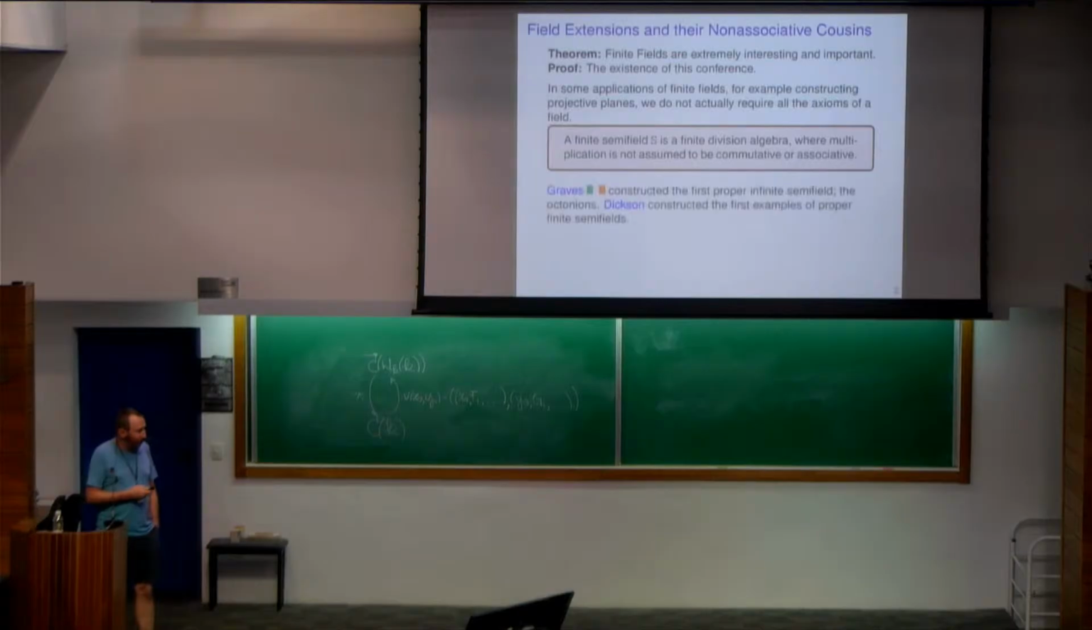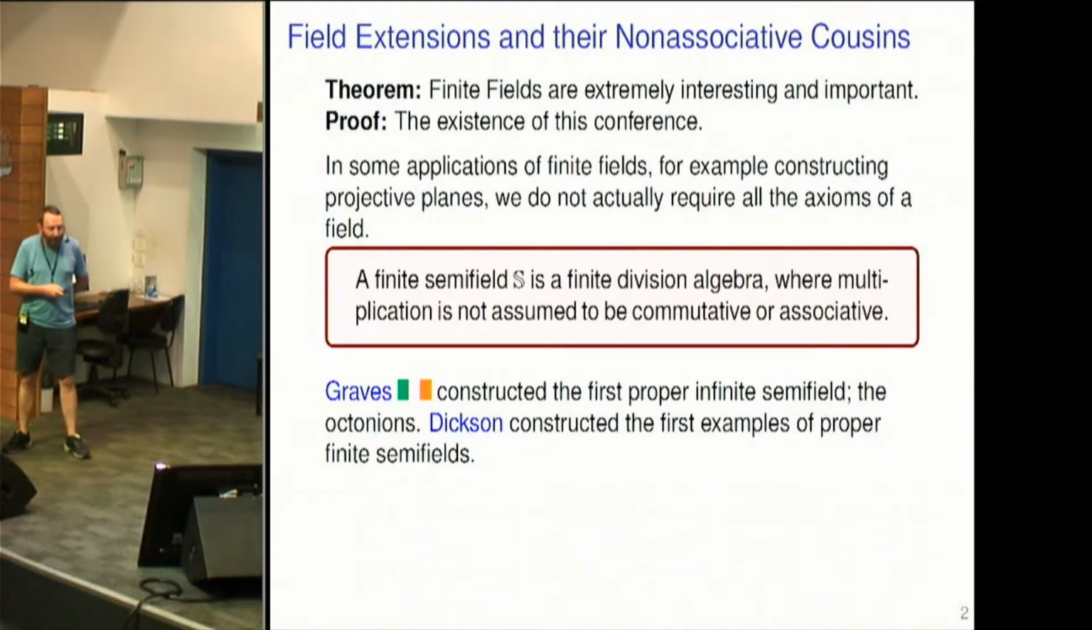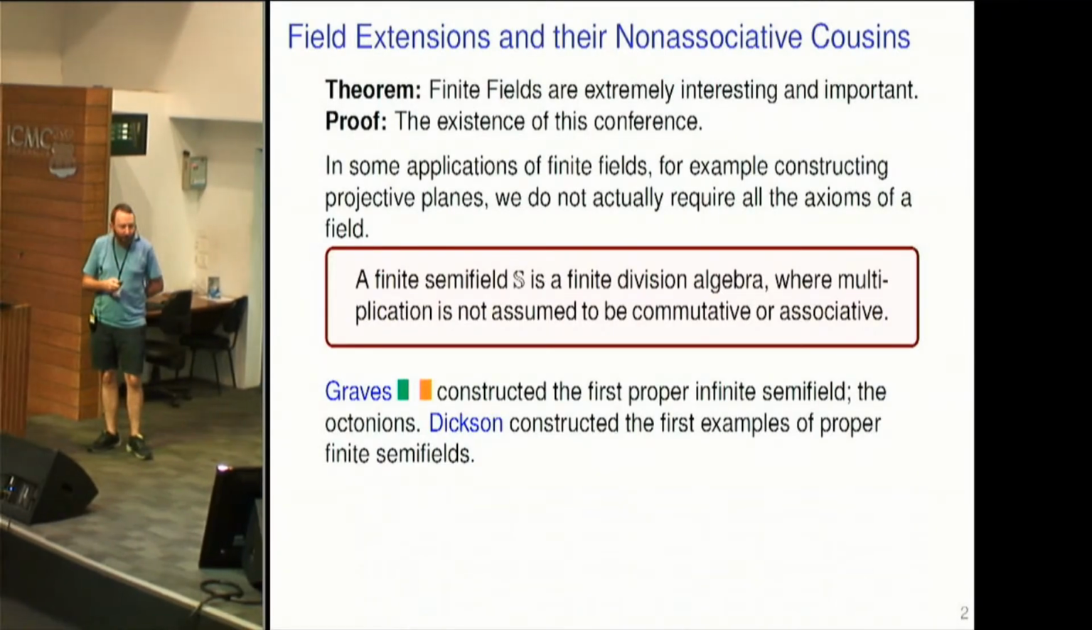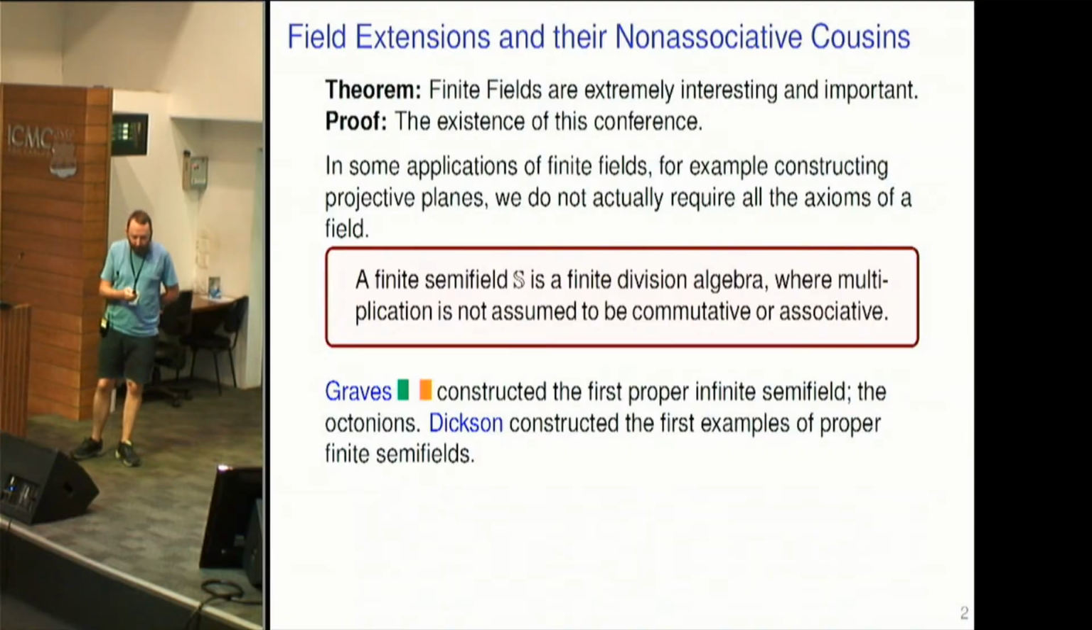So these have a long history. The first example in the infinite case goes back to the 1800s. Graves, who was Irish, constructed the octonions, building on more well-known work of Hamilton, who was also Irish. I just wanted an excuse to point out that Graves is Irish. And then in the finite case, Dixon in the early 1900s constructed the first proper finite semifields.